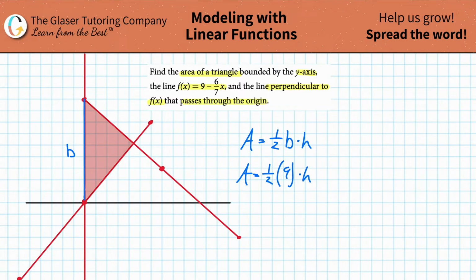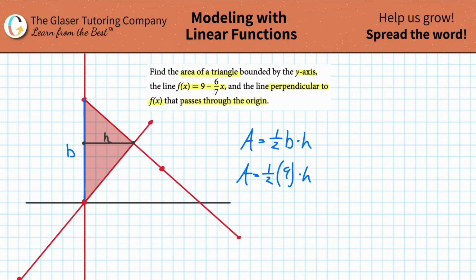So what the heck is the height? Well, the height in this case is going to be the length between the base and the apex, essentially, of that triangle, okay? Let me draw that a little better. So this length is going to be the height. How do we find it? Well, we find it by finding the point of intersection between these two functions, okay?